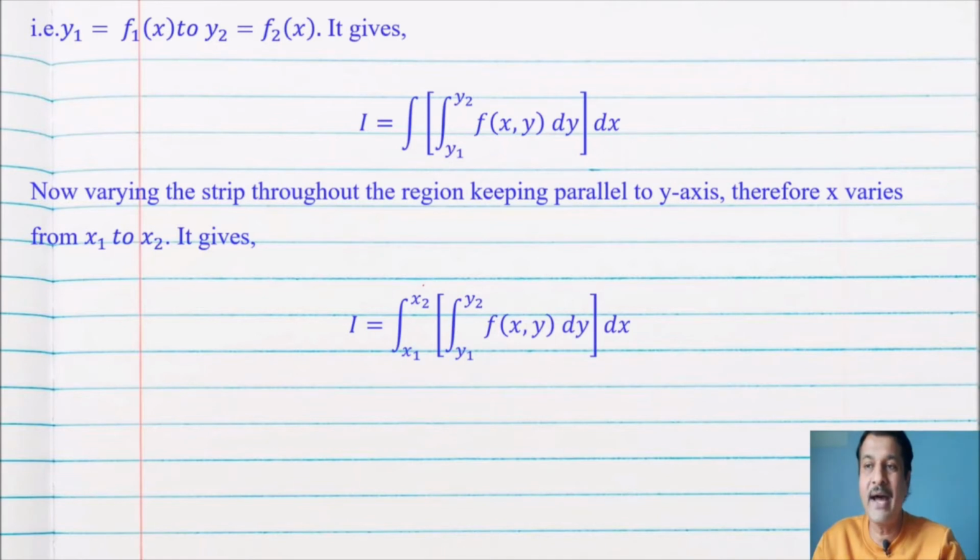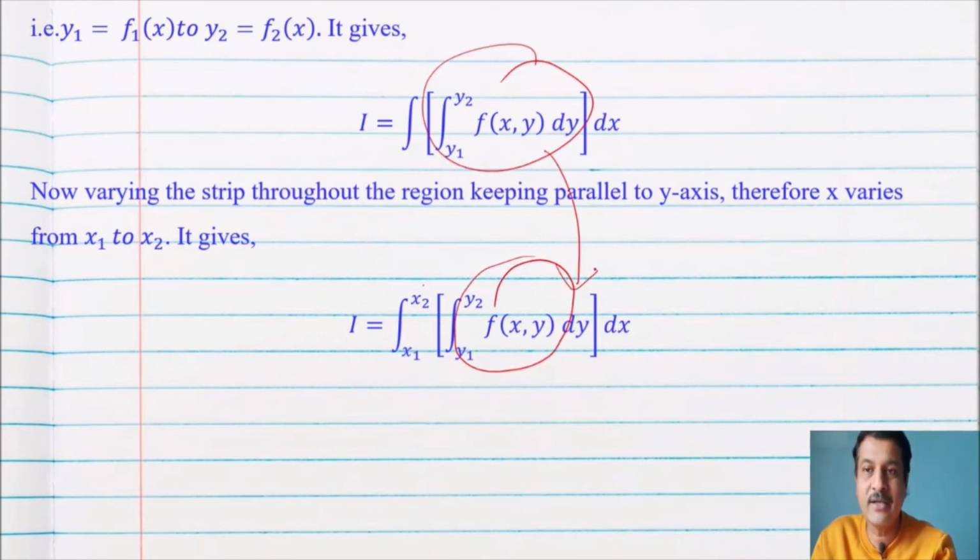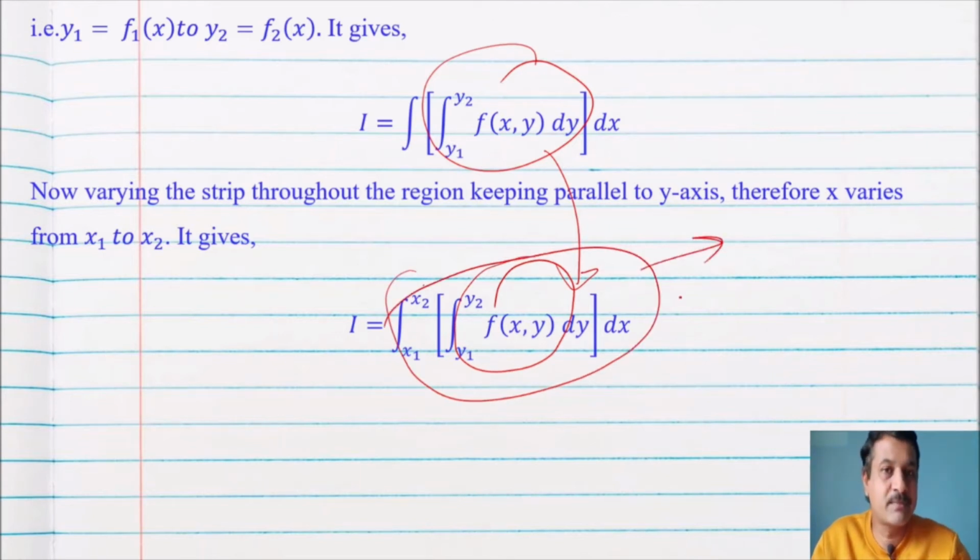It means that now, varying the strip throughout the region keeping parallel to the axis, therefore x varies from x1 to x2. It gives the integration from x1 to x2, supposed to be this result we already have by this evaluation, and keep here, and this is just like a single integration with respect to x you evaluate, and it gives your result.